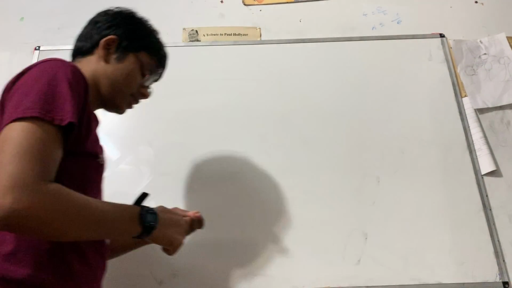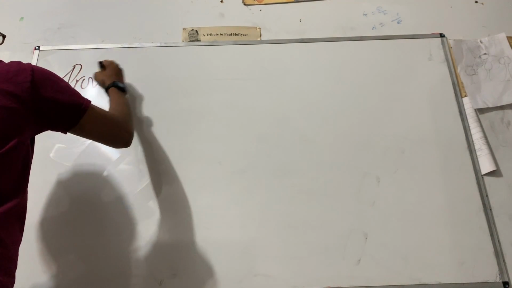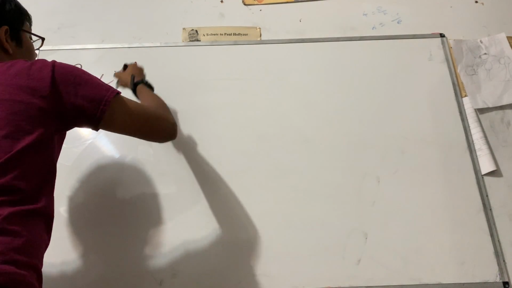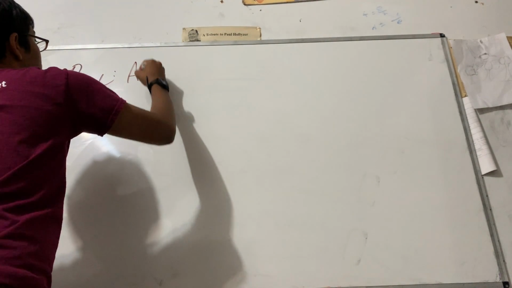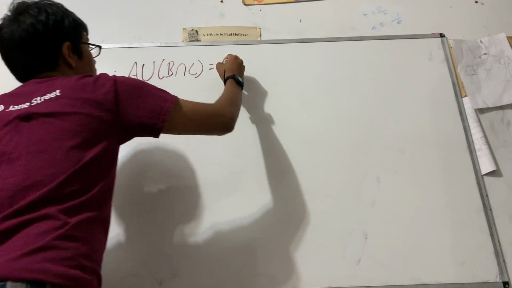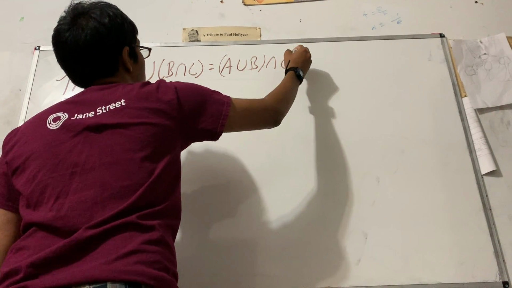Alright folks, so what's up? We're on the second lecture of the calculus series. I'm going to be doing another set theory problem, so let's get started. Our second problem is the following. We have to prove the following statement: A union (B and C) is equal to (A union B) and (A union C).